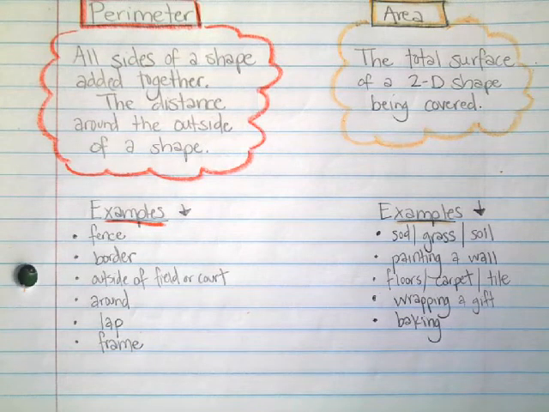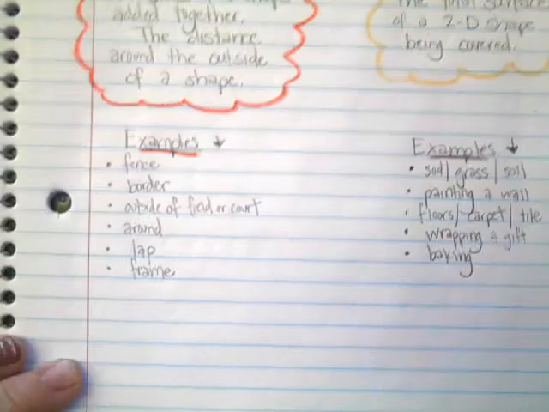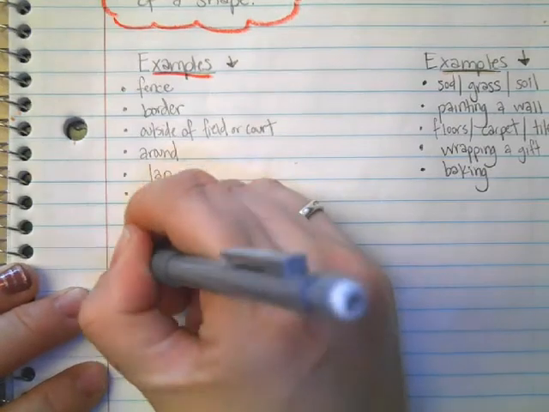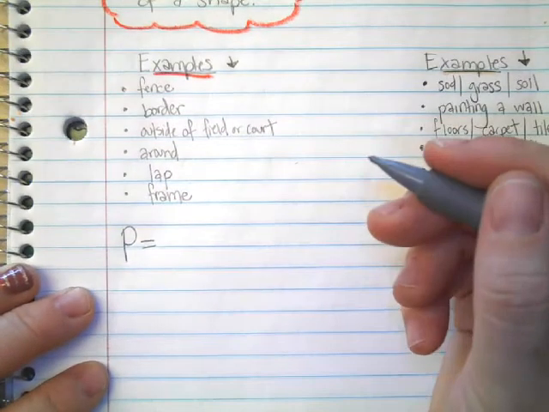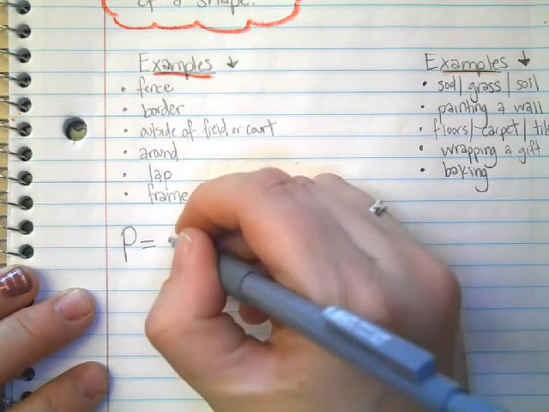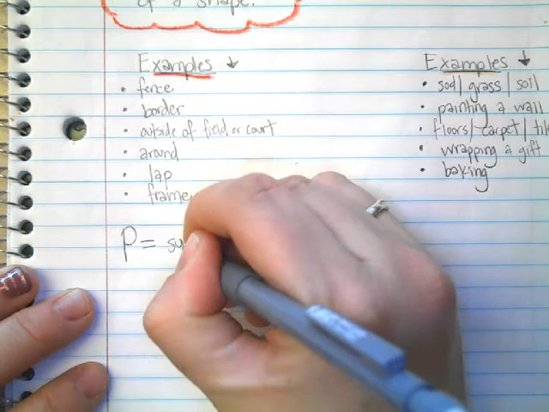So there is a formula that you use to find the area of a shape, and the formula for area is just all sides added together. So you just kind of go like this. The perimeter formula equals the sum of all sides.